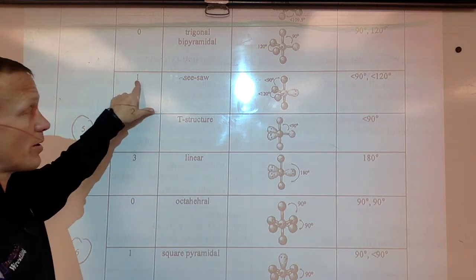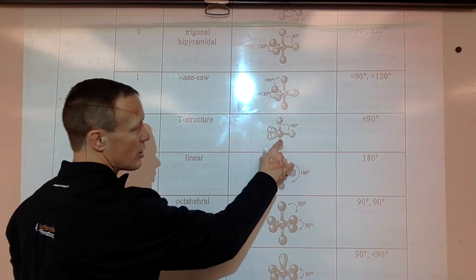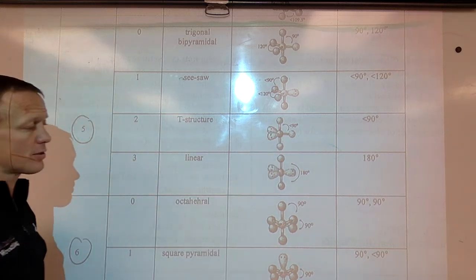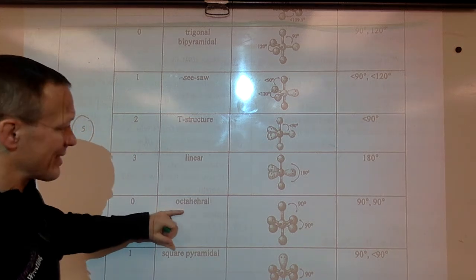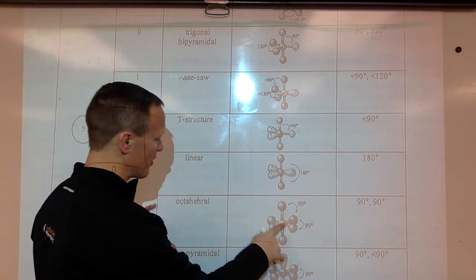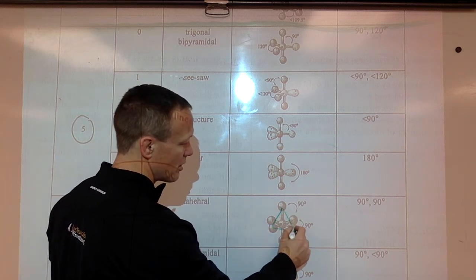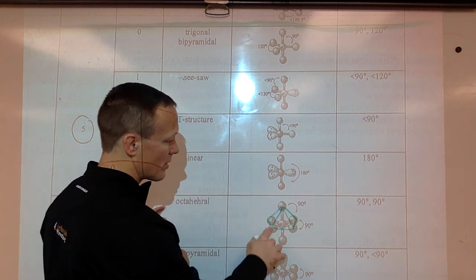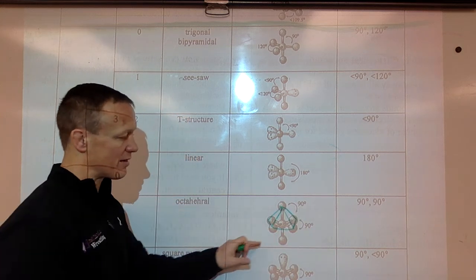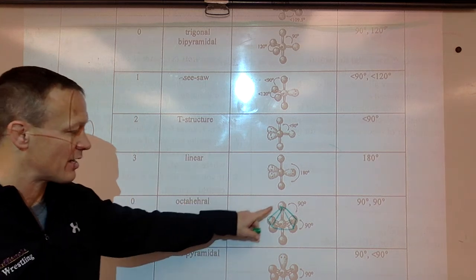This one, seesaw, has 1, 2, 3, 4 shared pairs, 1 unshared pair. So you can kind of look and see how that goes. 1, 2, 3 shared pairs, 2 unshared pairs. So you can kind of look from there. Down here, this has 6 bonds coming off of it. It's called octahedral because if I could draw this as a figure, there'd be a 4-sided figure on top and a 4-sided figure on bottom. That's why it's called octahedral. It'd be an 8-sided figure altogether.